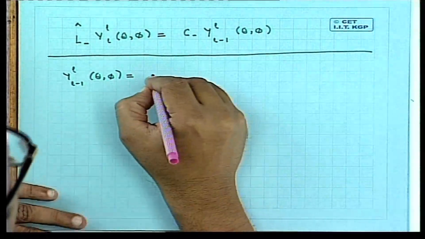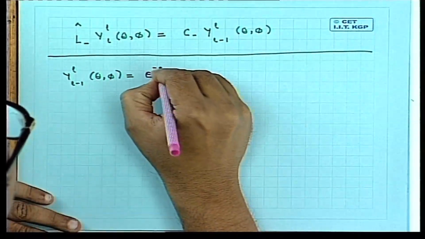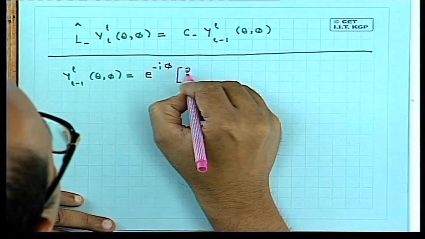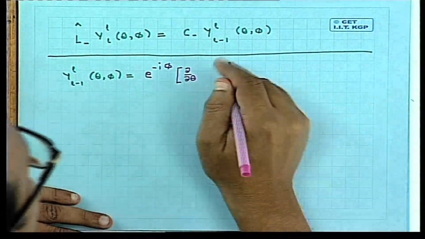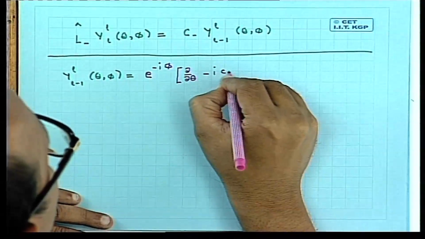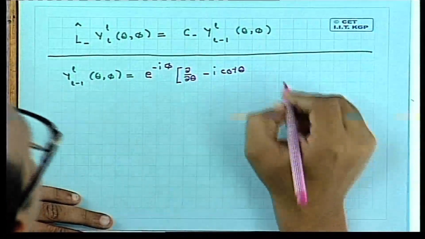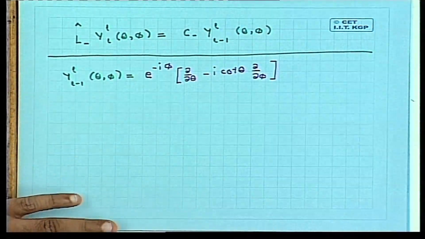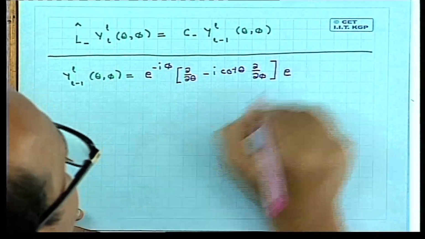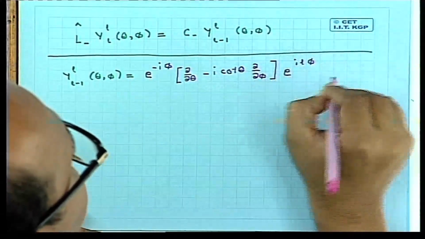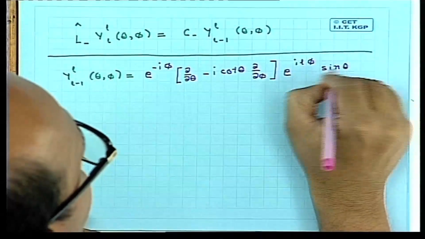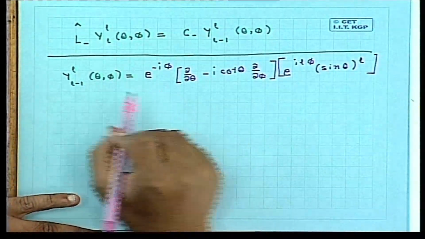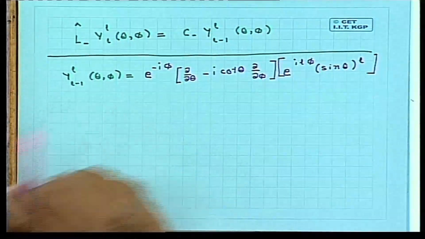so the first term which we have is e to the power minus i phi, and then we have del by del theta minus i cot theta del by del phi into e to the power i L phi into sin theta to the power of L. So this is acting on this, and there will be some normalization coefficient which we are not putting in as yet. You should bear in mind that.